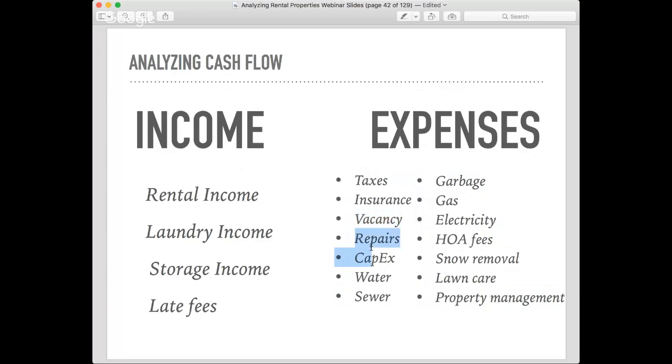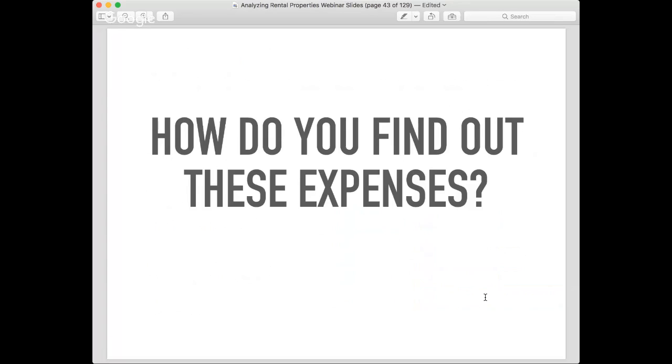Repairs and CapEx can be a little more tricky, but I can point you guys to some articles. I'll show you a little later where you can find some of that out. Utilities, call the utility department. Gas, call the utility department. HOAs, call the HOA manager. All the stuff you can figure out, you just got to try. You got to work through it one at a time and figure this stuff out. Over time, it'll get easier and easier. So that's how you figure that stuff out.